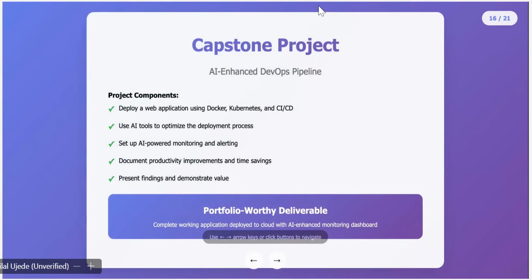Then the capstone project is going to be a simple web application that we are going to develop with the help of AI, and deploy with the help of Kubernetes, Docker, and a CI/CD platform. And then we are going to implement some AI optimization to deploy this application more productively.